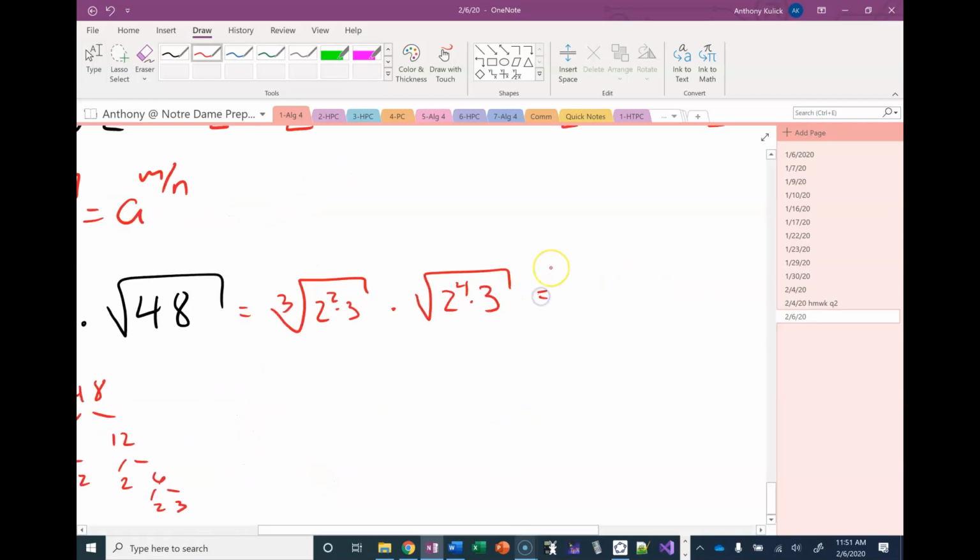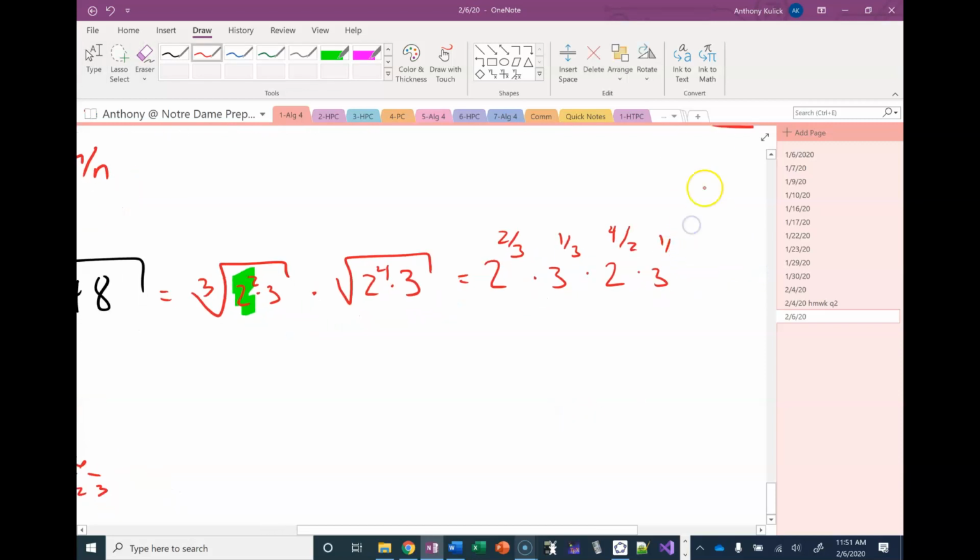Okay. I'm going to now convert these into exponential form. So this piece, the 2 squared, becomes 2 to the 2/3. The next piece becomes 3 to the 1/3. And then I have 2 to the 4 halves, and then 3 to the 1/2. Everybody okay there?